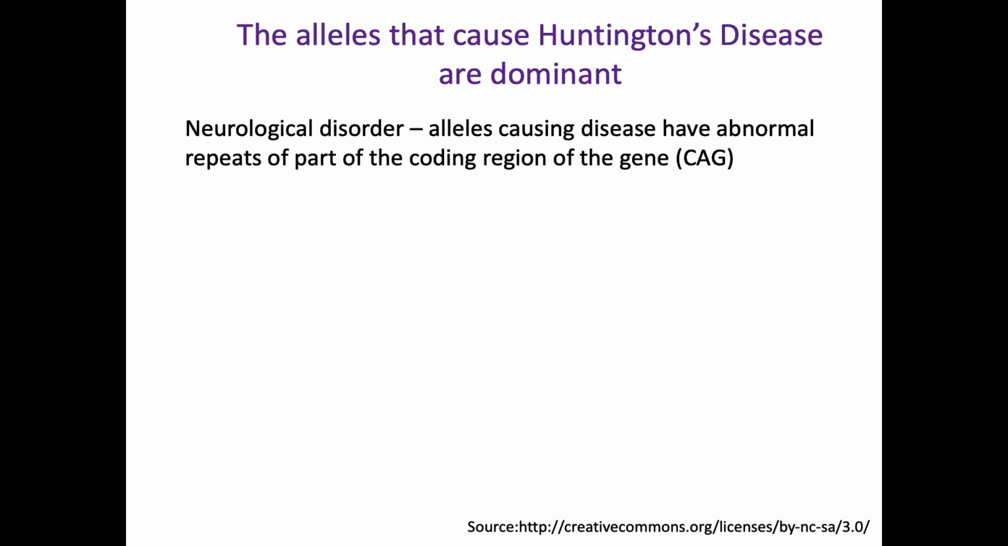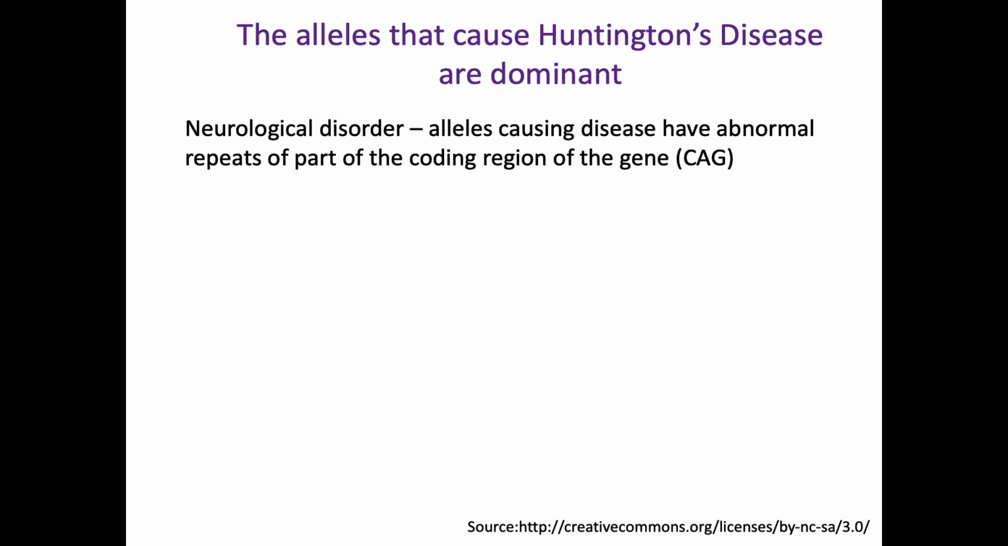Some disease alleles can actually be dominant, and a nice example of this is the allele that's responsible for Huntington's disease. Huntington's disease is a progressive neurological disorder which is caused by a mutation in one gene which is on chromosome 4 of the human genome.